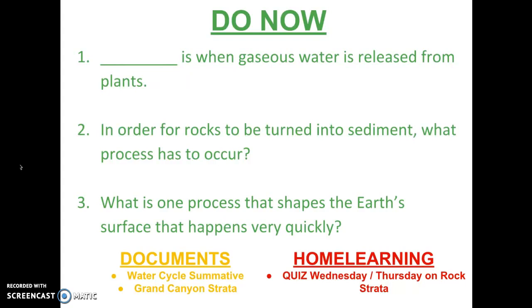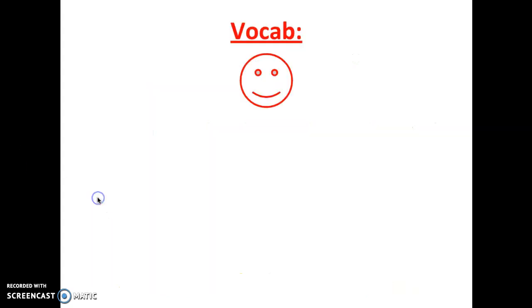2 documents. You need both your water cycle summative, which will be posted in Google Classroom, and the Grand Canyon strata to be able to study a little bit once this quiz is done. Anyway, as far as today goes, we don't have any know-its or vocab. Starting off as always, 3 something cools.